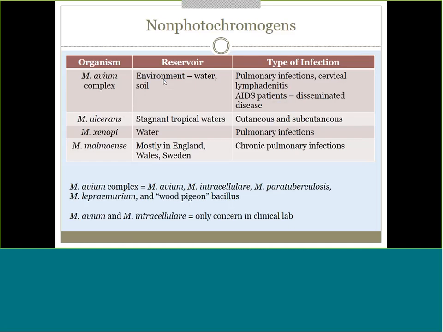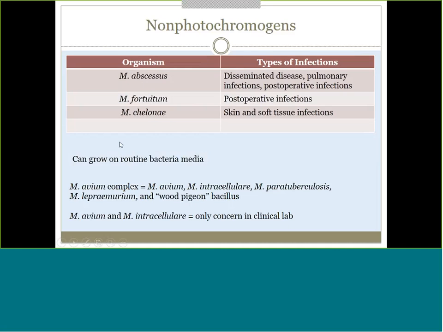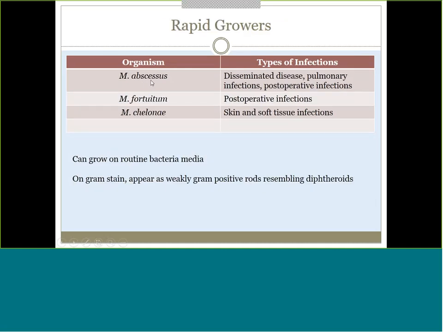Mycobacterium ulcerans, water, cutaneous, xenopi, water, pulmonary, and malmoense is chronic pulmonary. And then your rapid growers, you have abscessus, could result in a disseminated disease, pulmonary, that's a little bit more serious there, that one. Fortuitum, post-op infections, and then chelonae, cutaneous infections.